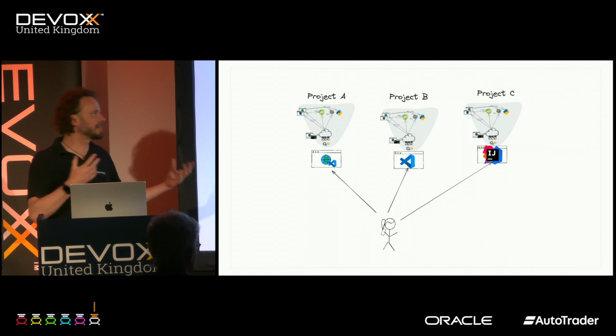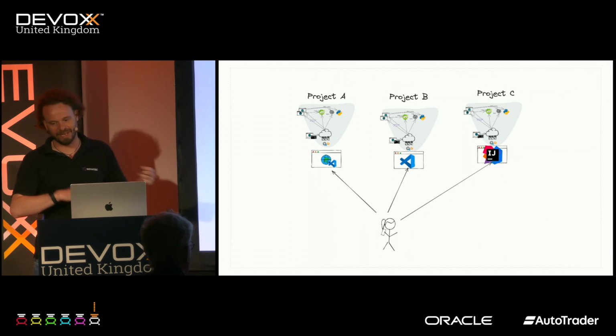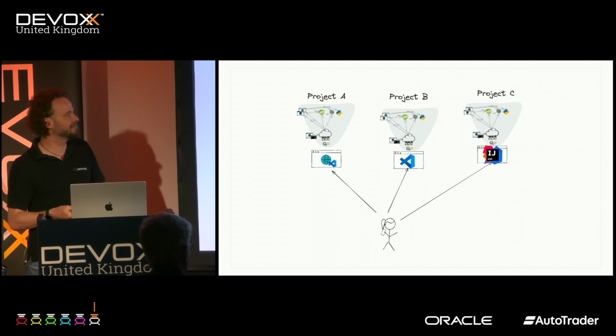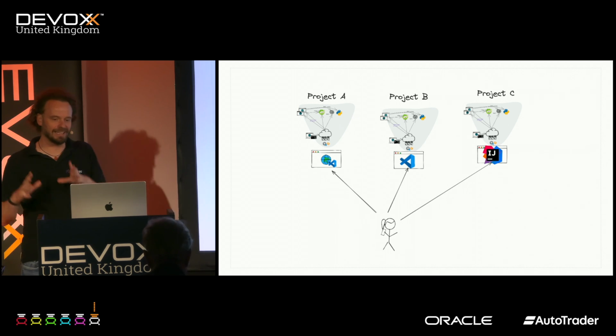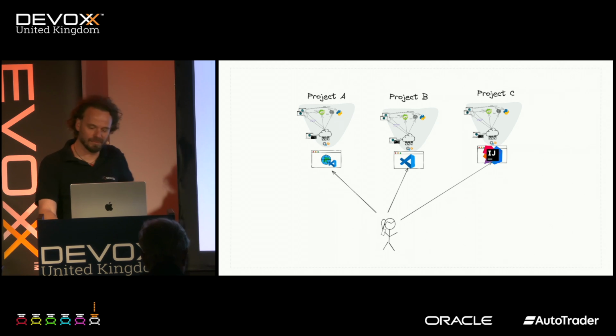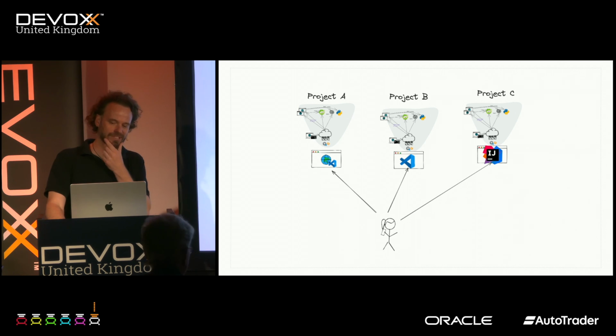So in a normal case, if I'm working on a project, and this is my main project, I probably have that set up on my local machine. But I have a couple of others. I can easily, let's say, outsource them into dev containers running somewhere else.